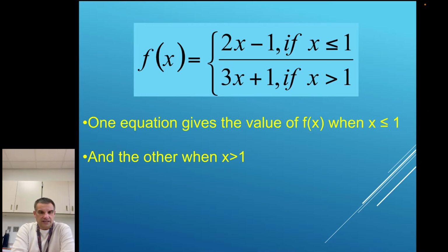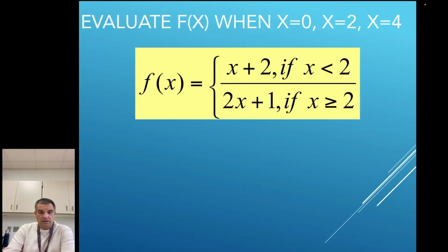So we've got f of x is equal to 2x minus 1 for all x values less than or equal to 1. The function then changes to 3x plus 1 if x is greater than 1. So you're going to deal with one equation and find its value of f of x when x is less than or equal to 1. And then you're going to use the other when x is greater than 1. Okay? So then we can take piecewise functions and we can evaluate piecewise functions.